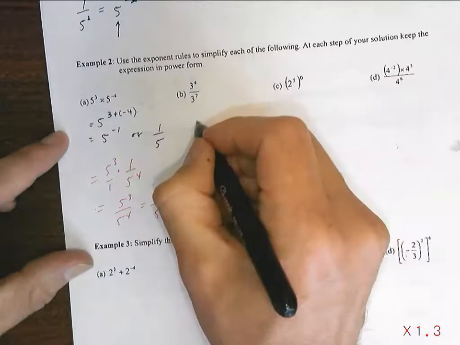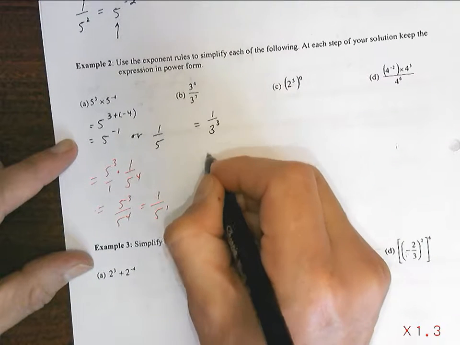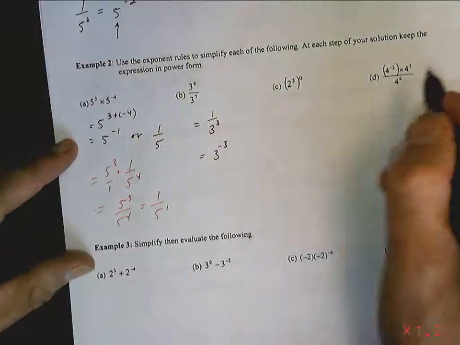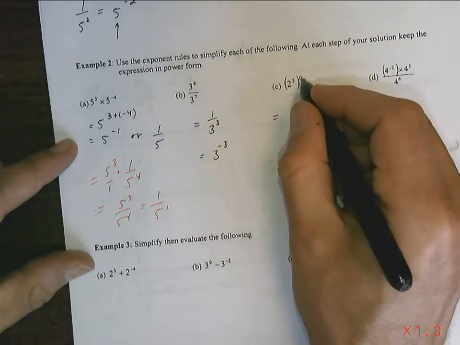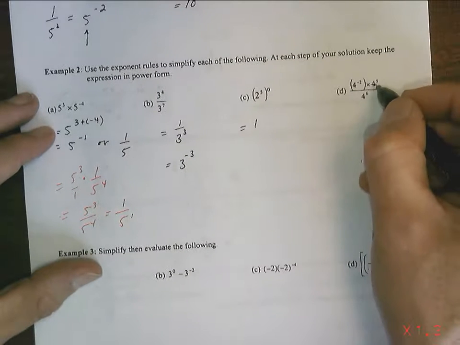Where are there more 3s? On the bottom. How many more? 3 of them. So it's 1 over 3 to the 3, or 3 to the negative 3. Both of those mean the same thing. Next, 2 to the 5 to the 0. Well, it just doesn't matter, people. I don't need to do 2 to the 5 because as soon as it goes to the 0, it's going to be 1. Then 4 to the negative 2 times 4 to the 5.